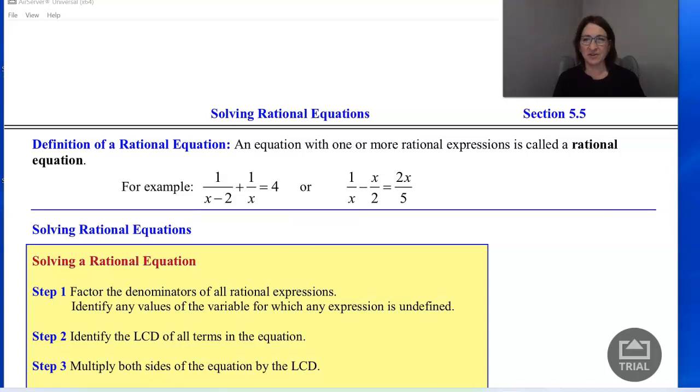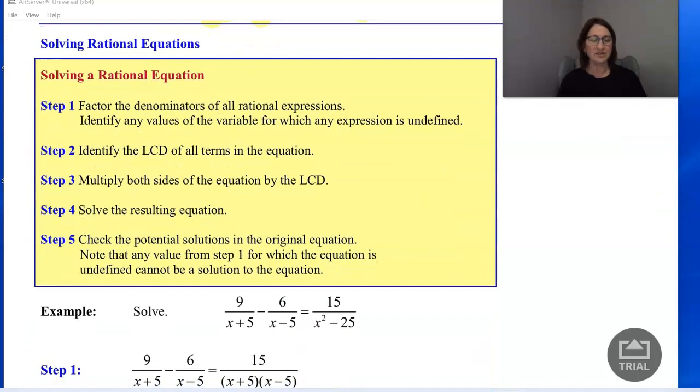So we are going to work on section 5.5, which is solving rational equations. And first of all, we have to be able to identify a rational equation. That would simply be an equation that has one or more rational expressions in it. And so remember, a rational expression most typically is going to have a fraction with a variable in the denominator. And that's exactly what we're seeing in these examples right here. They're examples of rational equations.